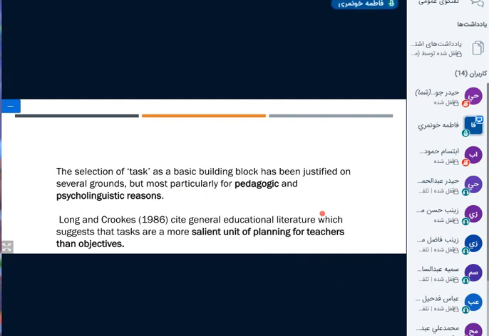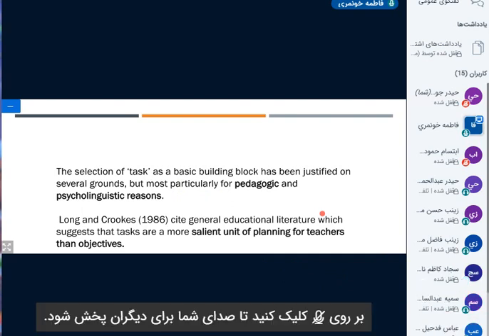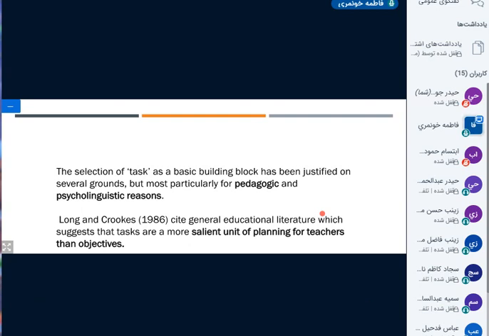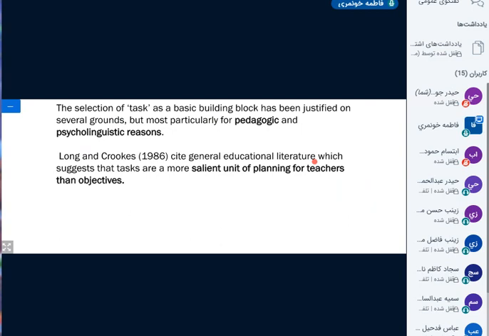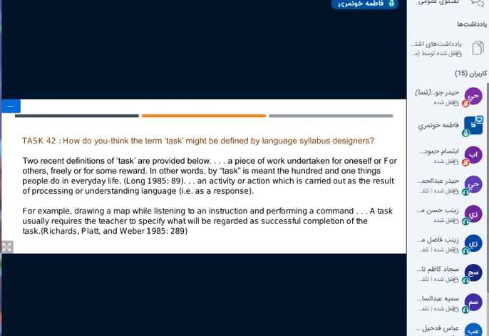According to Long and Crookes, tasks are a more salient unit of planning for teachers than objectives. So when you are selecting some tasks for the students, it is possible to simultaneously, at the same time, think about the objectives you want to achieve, which are related to a general goal you have for a course. So in this sense, selection of task is very, very critical.